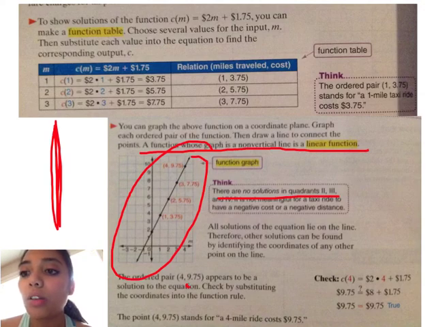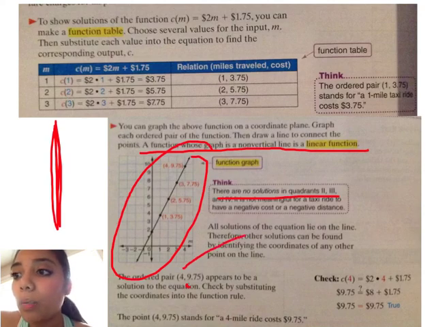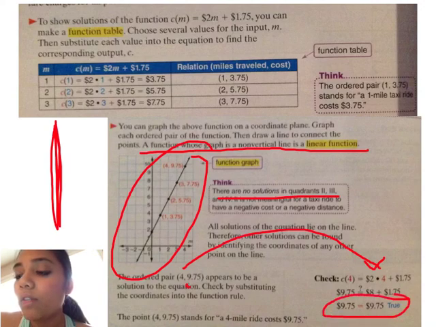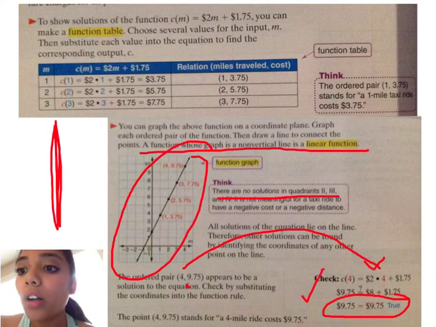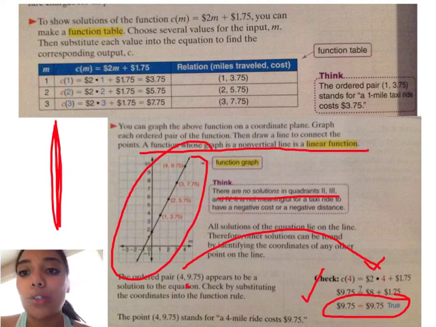Check by substituting the coordinates in the function rule. So if I wanted to make sure that it worked, I'd plug in 4 for my value, and I'd get 2 times 4 plus 1.75, which is 8 plus 1.75, and 9.75 equals 9.75, so it's true. So the point (4, 9.75) stands for a 4 mile ride costs $9.75.